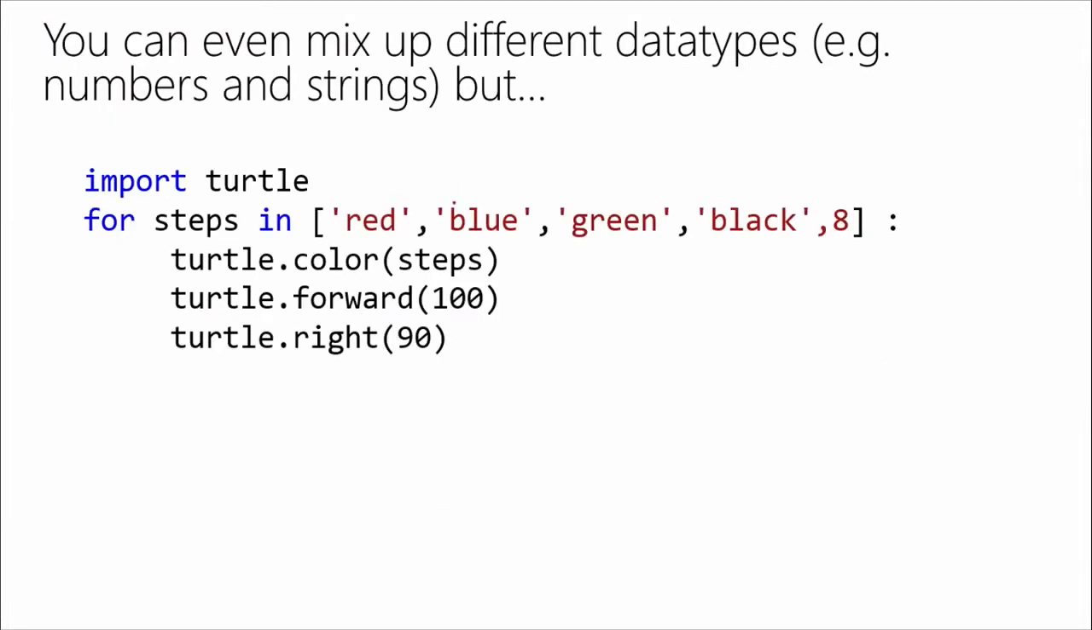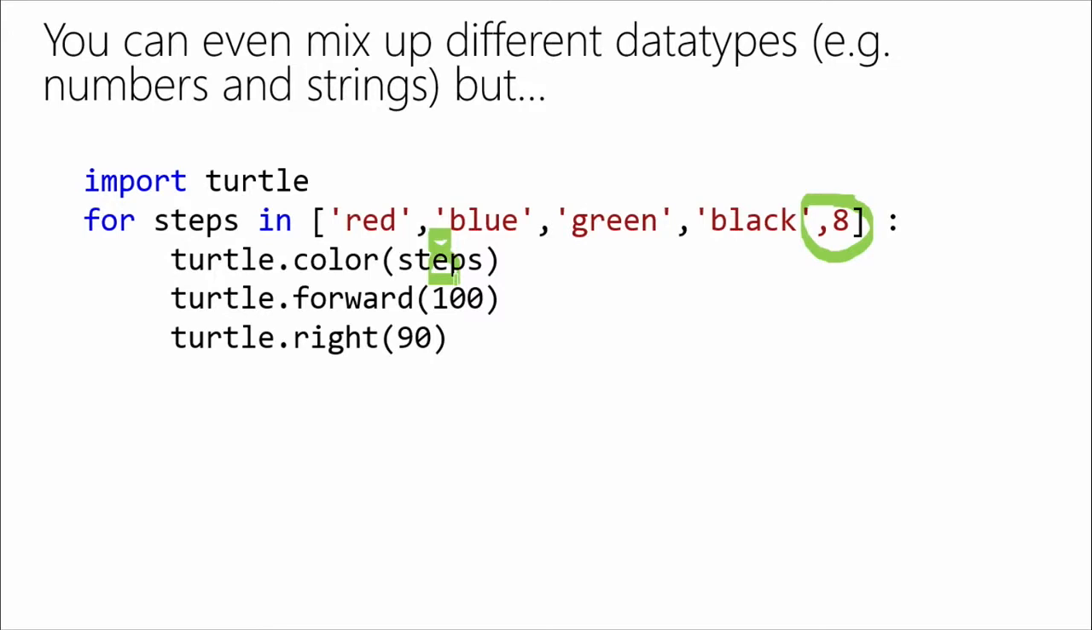You can actually mix up different data types when you are specifying explicit values. So in this case, I'm saying red, blue, green, black, and 8. But there is a little problem with this. If I execute this code, when I say change the color of the pen to 8, Turtle's going to be really confused and go, what color is 8? So 8 is not a valid color, and so this would actually crash my code. So you do need to be very careful if you're trying to mix data types.